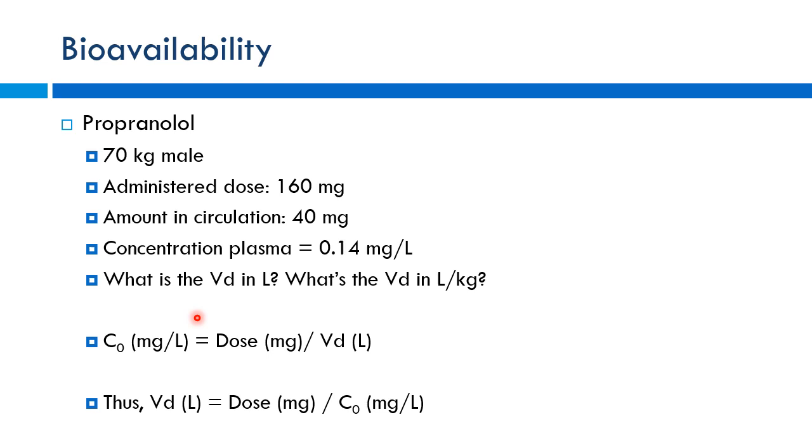What do you think changes in dose do to my C0? If I increase the dose, it increases C0, right? Does that make sense? If I increase the volume of distribution, it decreases the concentration, right?